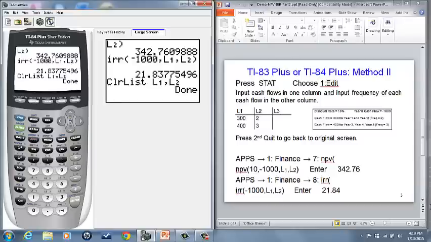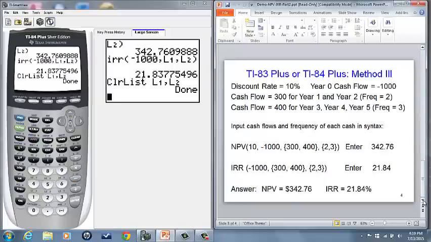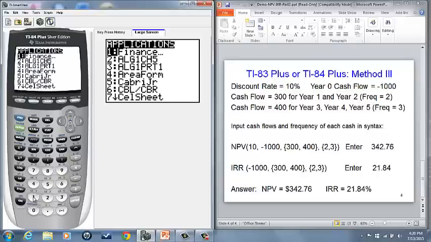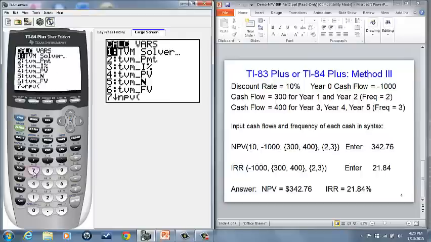If we do not want to input the cash flows and the frequency of each cash flow in the lists, we can do it all at one time in the syntax. We can look at the next slide. This time we input the cash flows and the frequency of each cash flow in the syntax at one time. So NPV is number 1 Finance, number 7 NPV.